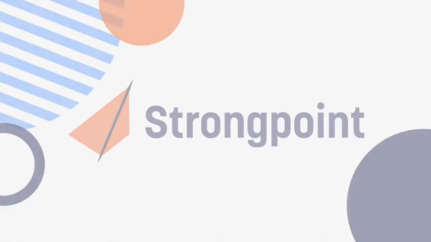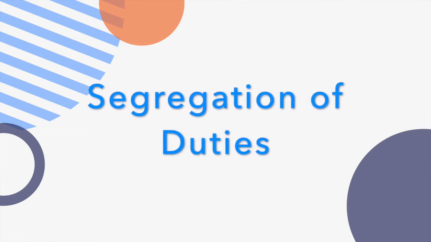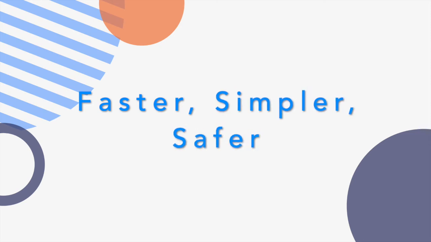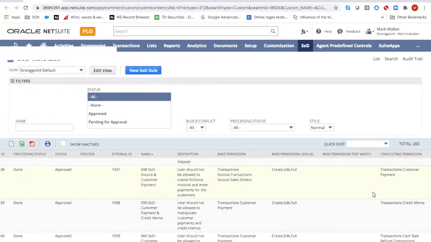I'm going to give you a quick overview of the Strongpoint segregation of duties implementation process and how it's faster and simpler and safer than the traditional way of doing things. So typically, segregation of duties projects begin with the analysis of a bunch of rules, usually a library of rules, and Strongpoint is no different.